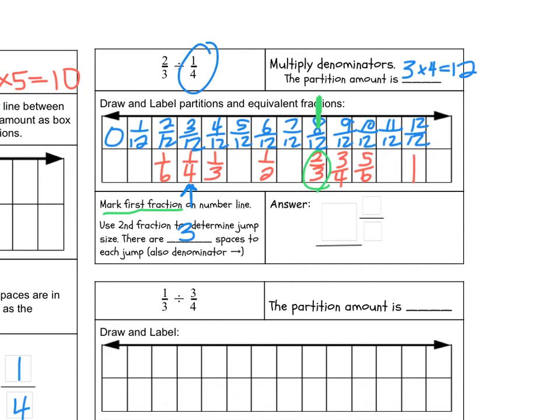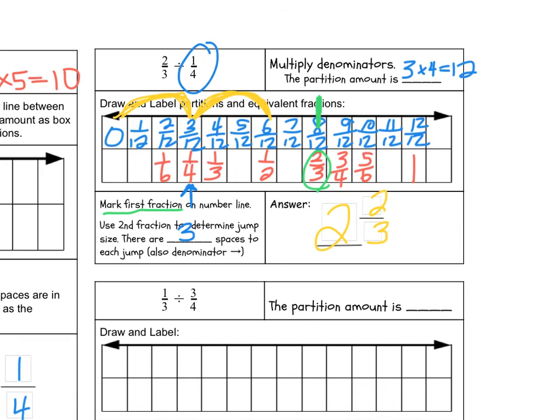So my question is, how many 3-space jumps can I make before I hit my green mark? So let's just look at it. We got 1, 2, 3. There's my first 3-space jump. Then 1, 2, 3. There's my second 3-space jump. And I can't make a third 3-space jump. So my answer is going to be 2 full jumps. And then I've got 2 of my 3-space jumps that I can still make. So my answer is 2 2/3.